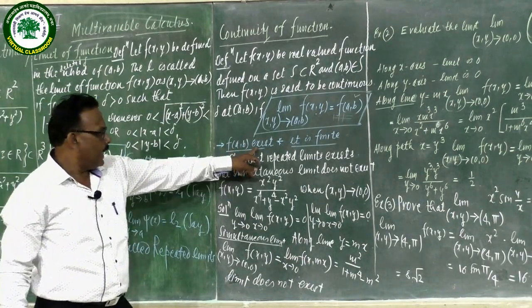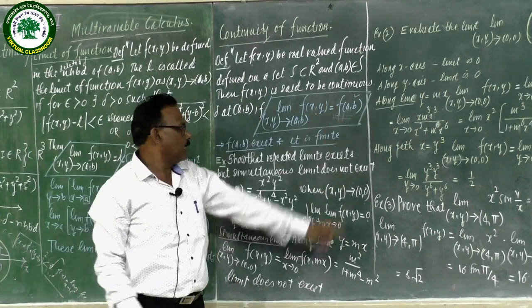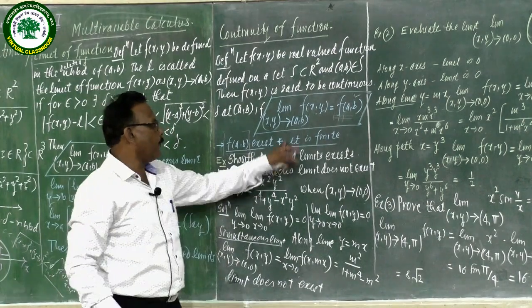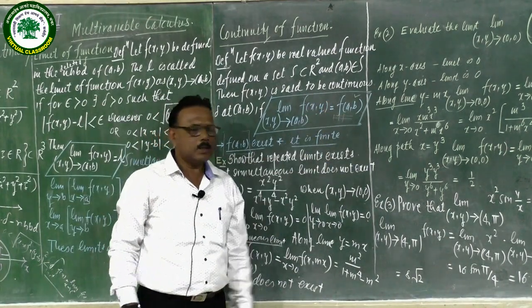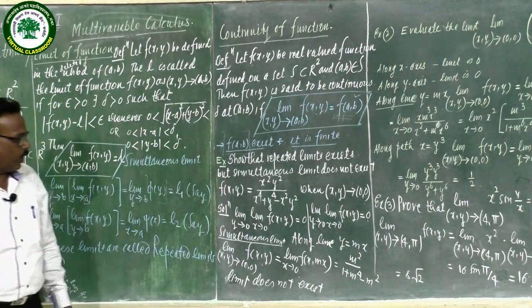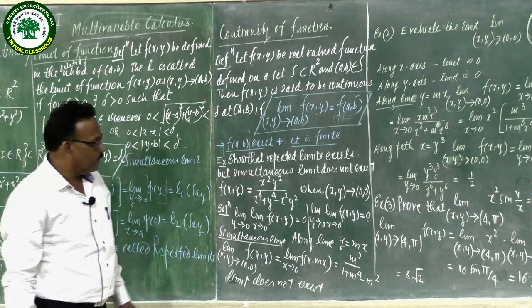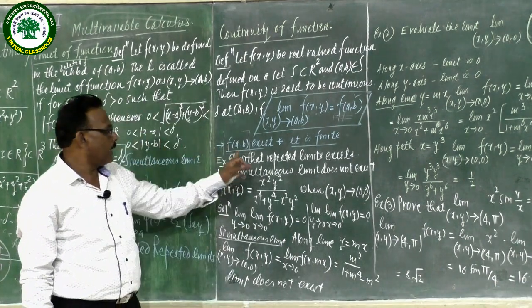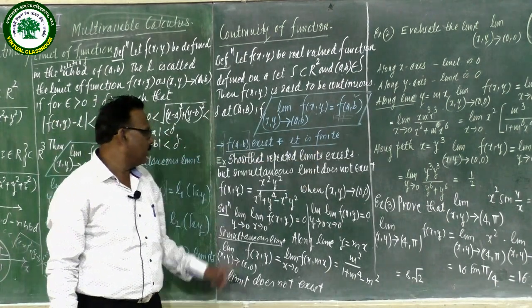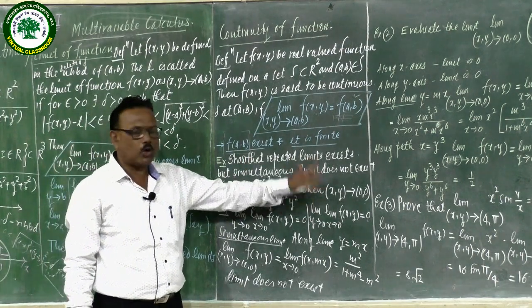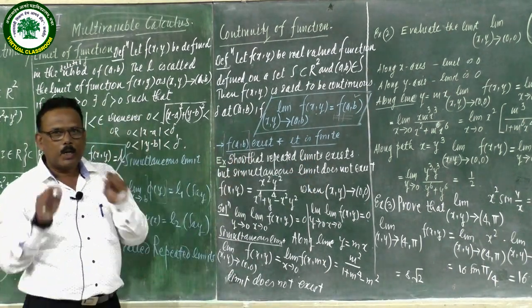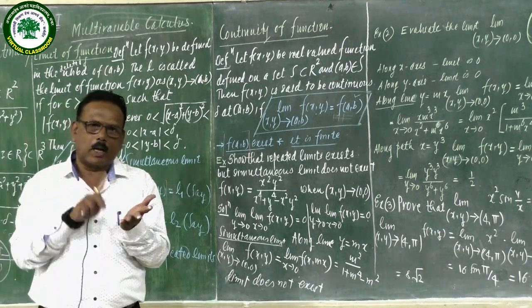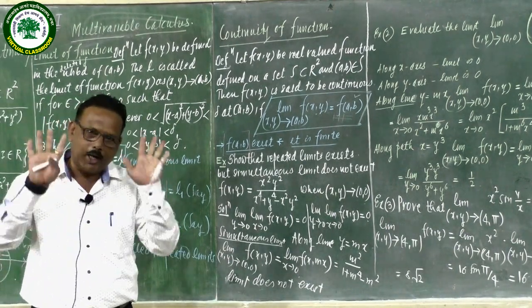f(a, b) should exist. Therefore, you should remember that the value should exist and it should be finite, then the function is said to be continuous at point (a, b). For example, we are taking two, three examples here. Show that the repeated limit exists but the simultaneous limit does not exist. For this example, the repeated limit exists. Sometimes the repeated limit and the simultaneous limit both exist, that means the limit will exist.